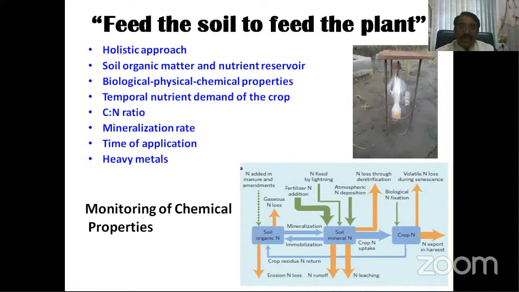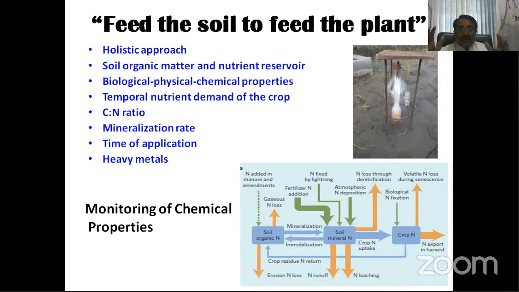Then feeding the soil is a very basic aspect of the organic farming system. People in general ask what is different between chemical and organic farming. The plant takes up nutrients in ionic form. If we use chemical fertilizer, we feed the plant directly. Here, first we have to feed the soil, and then the soil in turn will feed the plant.